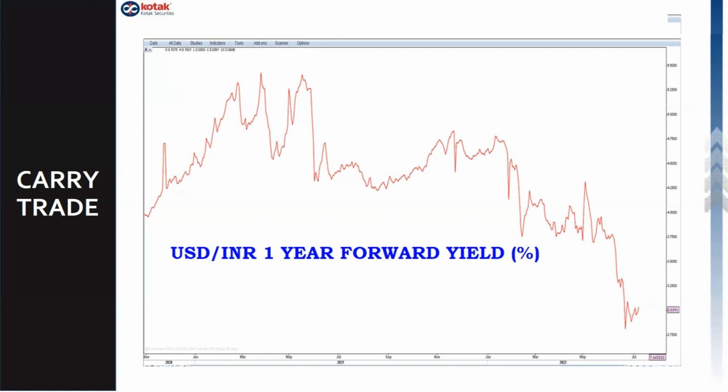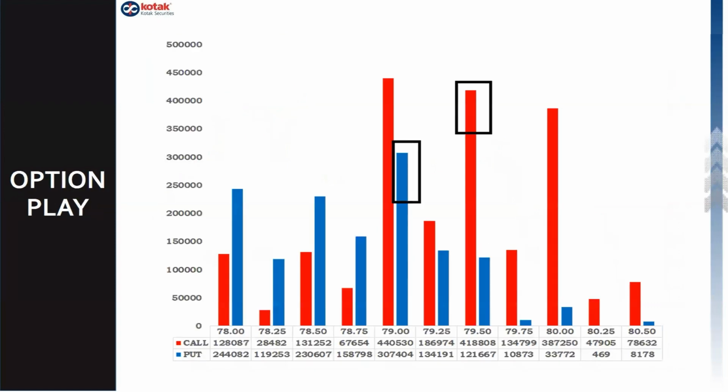Because of this, we are seeing a lot of carry trade unwind and even people going short on the rupee and buying the dollar, which is also known as a reverse carry trade, because of which USDINR is moving up. So we have looked at the picture of the flows. Let's look at the positioning.